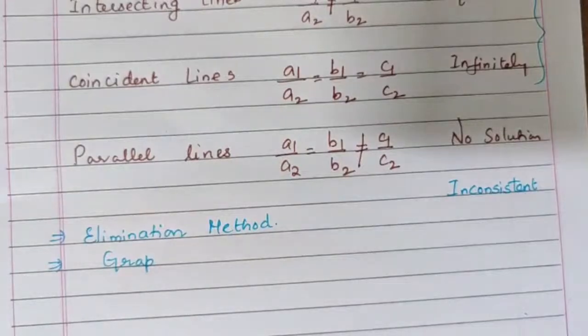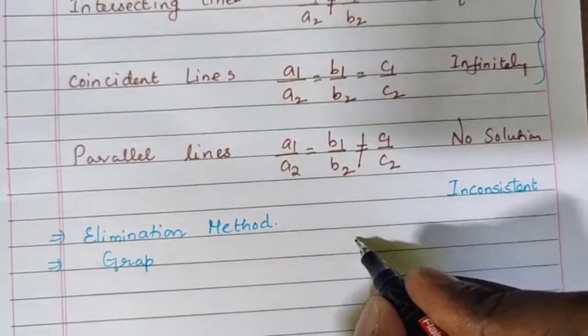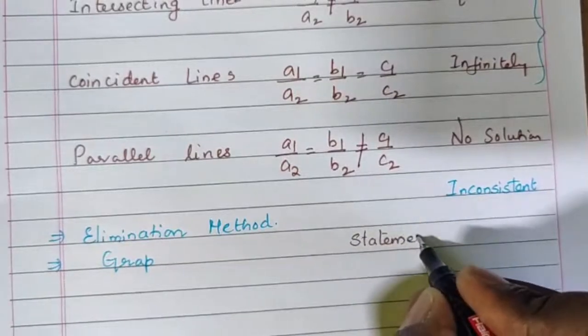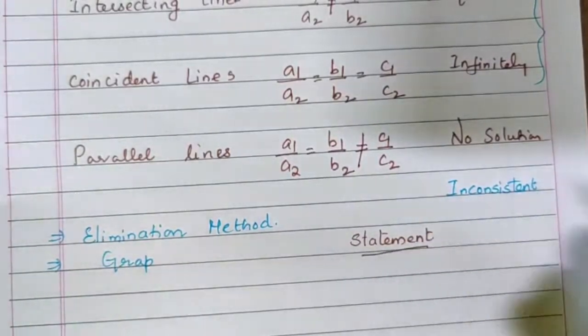See, and also, what other question can you expect from this chapter? A simple statement will be given. That statement you have to write in the form of a linear equation. Okay, if it is given, it will be in the OR question.